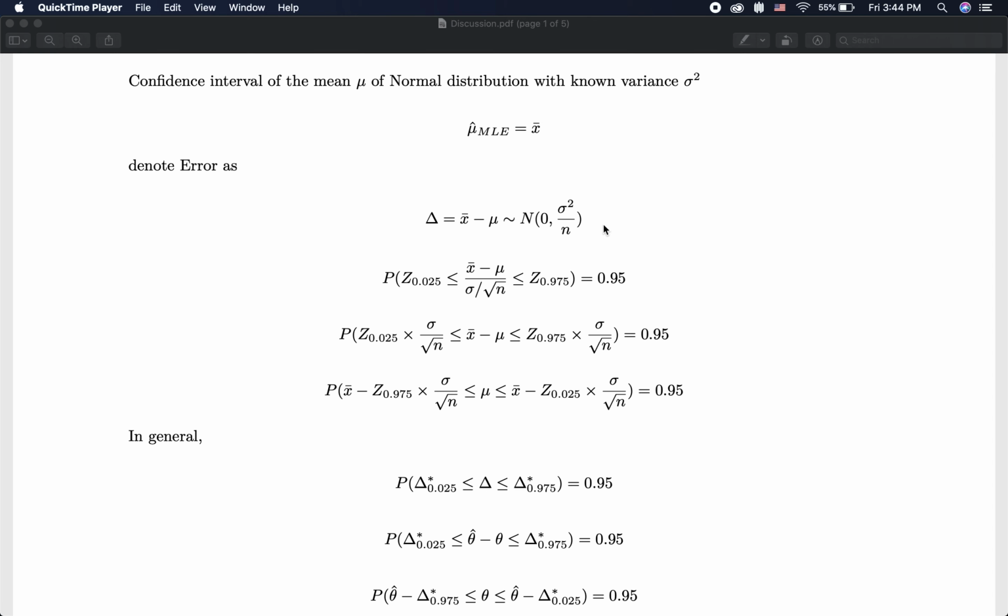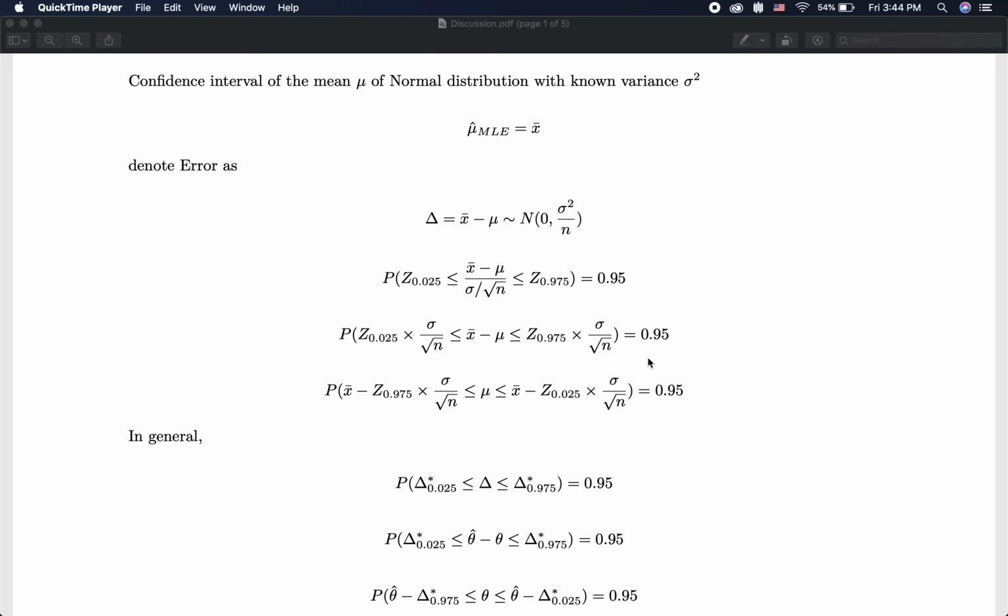So the logic or the idea is that we construct the distribution of this term here, and then we further rearrange the term to get the confidence interval for mu, which is the parameter that we are interested in here, which is also unknown.